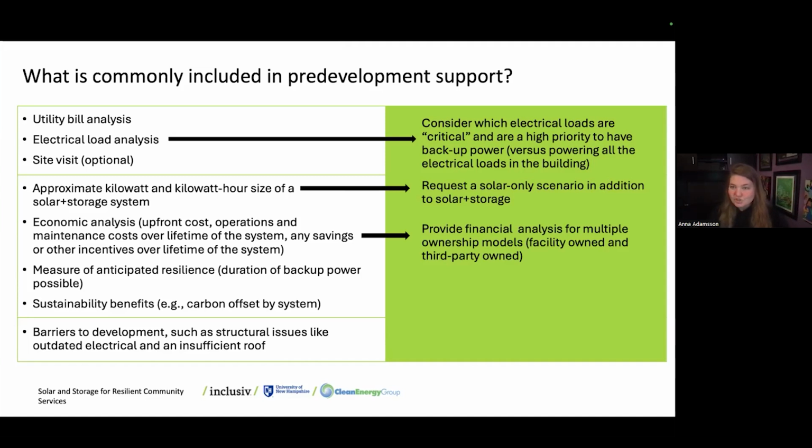When looking at the financial analysis, it can be important to have an analysis both for facility owned, which means that you're either receiving a grant to pay for the system or a loan, or you have the cash outright to buy the system, or third party owned, which is through a lease or a power purchase agreement. The financial analysis looks a little bit different for both of these, so including both of those in your pre-development support can be helpful to look at.